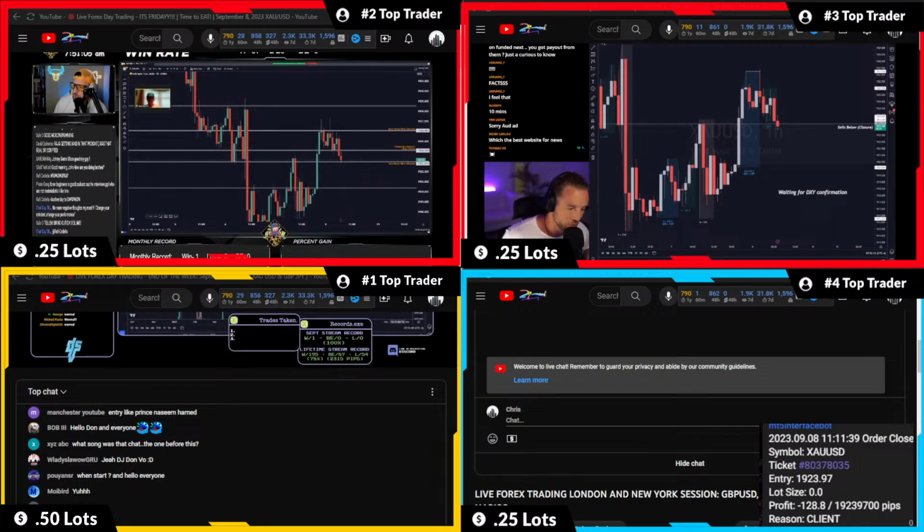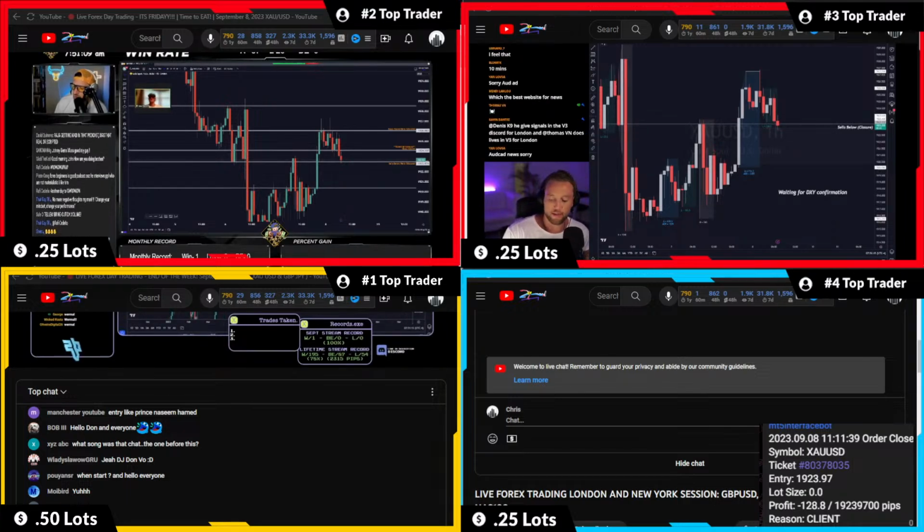Sometimes you have to take a look at the left. I have this resistance. So overall, you have like, I kind of have this small resistance over here, right? Another small one at 1918.